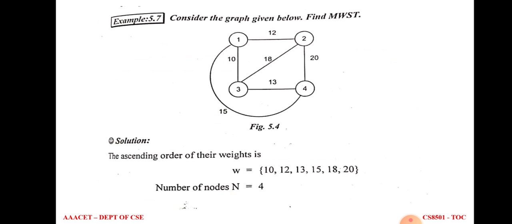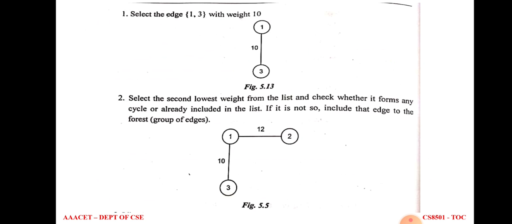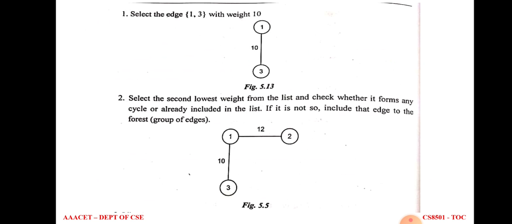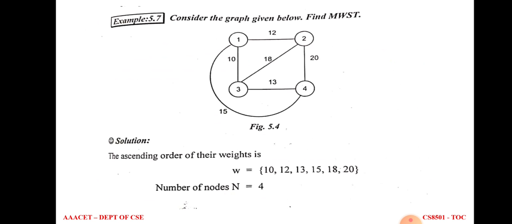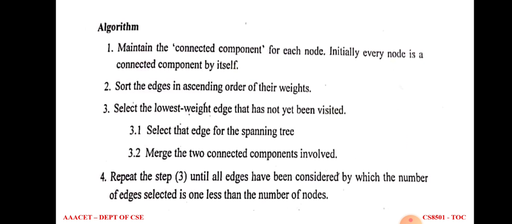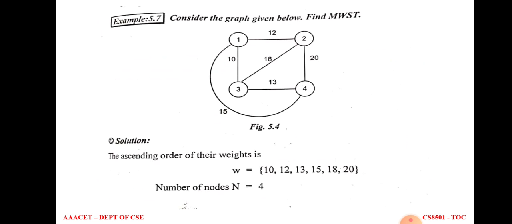After 10, the lowest weight is 12. So in the second step we draw 1 to 2, having the second lowest weight, that is 12. After 12, the lowest weight is 13. So that goes from 3 to 4. In the next step we draw from 3 to 4, with a weight of 13. So the process is over, because step 3 is repeated until all nodes have been visited.